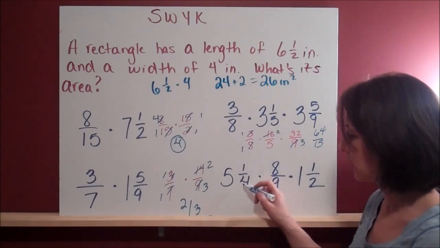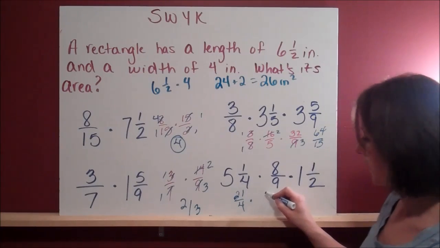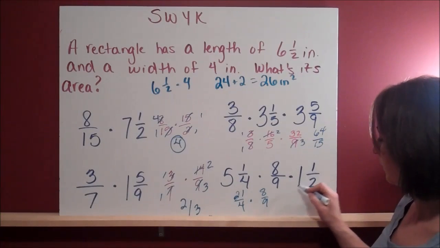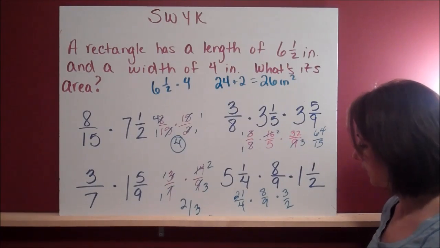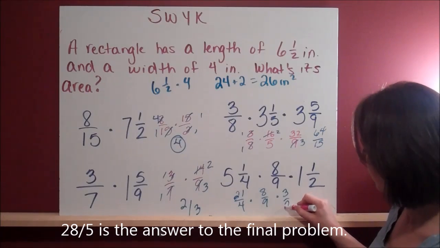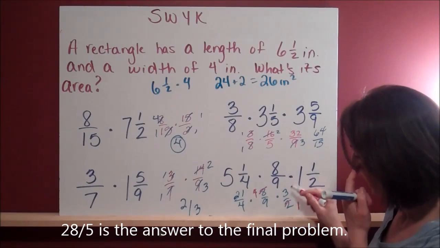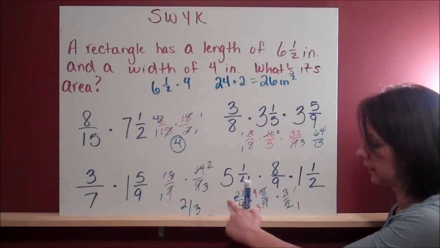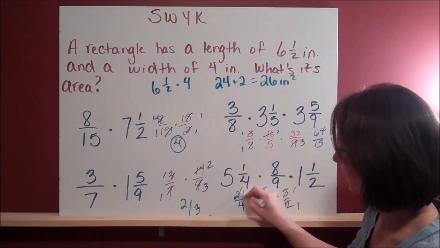All right, last one. 21/4 times 8/9 times 3/2. Looking for something to simplify. I can simplify 2 with a 2, and this becomes a 4. And then this could be 1, and this could be 3. And look, here's a 3 that I could then use to simplify the 21. So divide those both by 3.